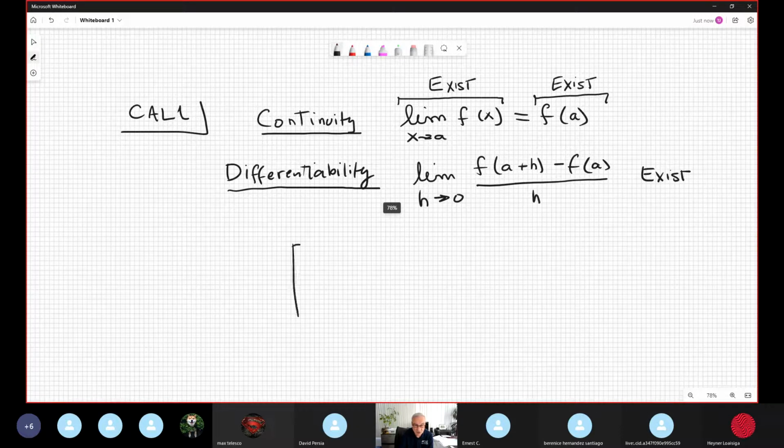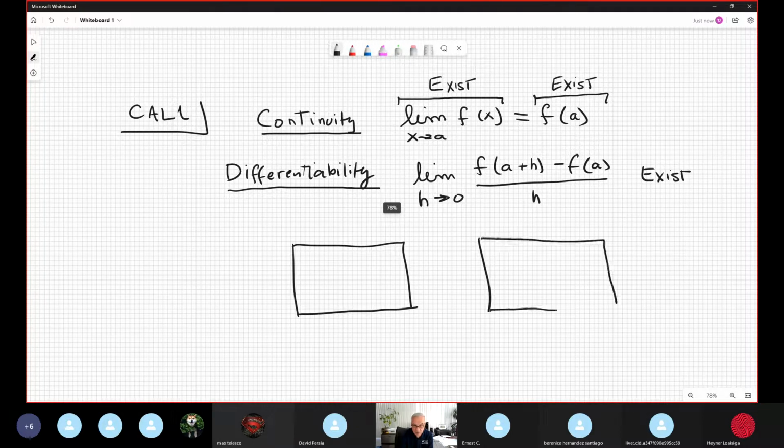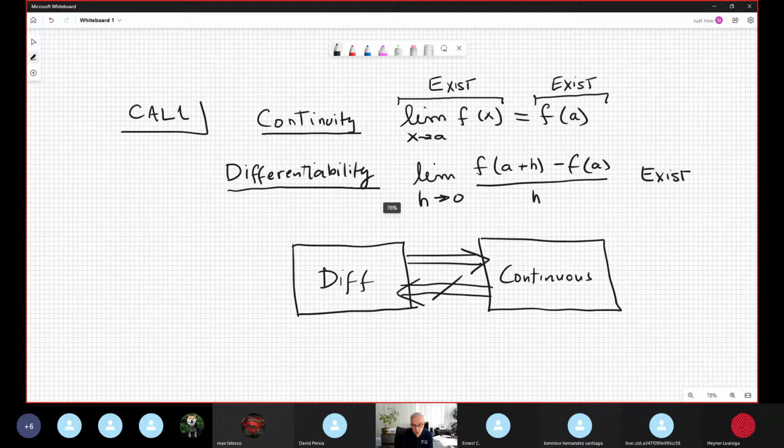Because suppose in this box I put the set of functions that are differentiable, and in this box the set of functions that are continuous. See, if a function is differentiable, it's obvious, it implies continuity directly. The converse idea, no. In the opposite direction, no. And the typical example is, remember, continuous in common language.